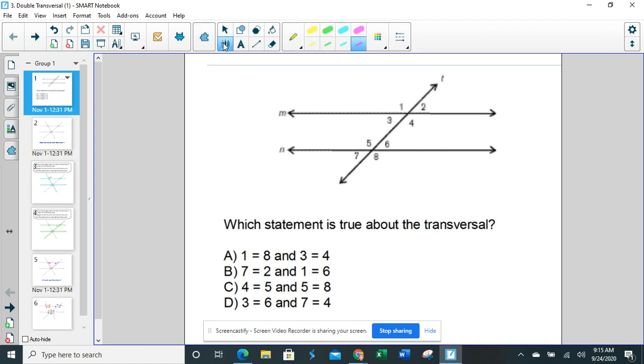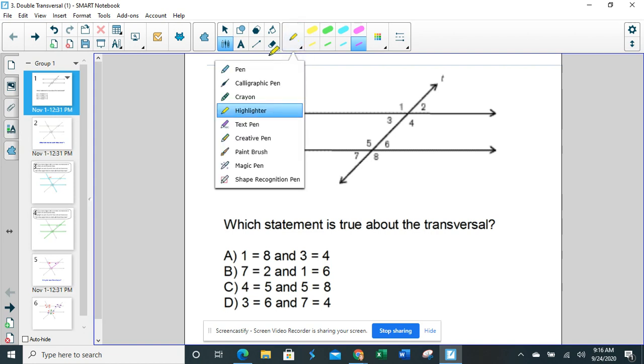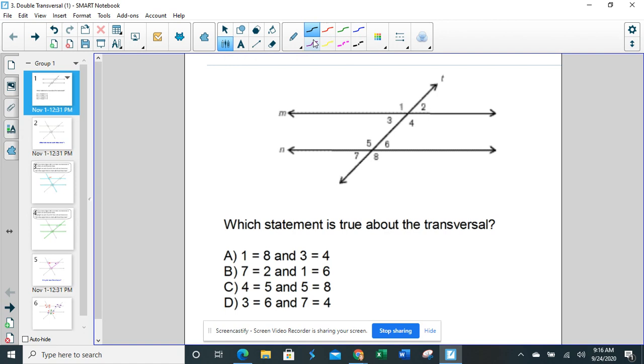So we can see, let me change up my pen here really quick. All right, so we can see that the first statement says 1 is equal to 8 and 3 is equal to 4. So that's comparing this 1 and 8 and 3 and 4. Now when I look at this right away, I can tell that 3 and 4 are not equivalent to each other because they are adjacent and they are forming a straight line, which means they are supplementary. So 3 cannot be equal to 4. 3 plus 4 would make 180. So I know answer choice A is out.